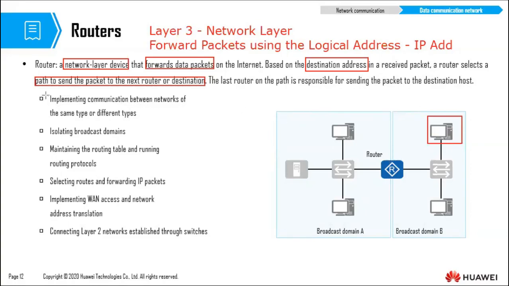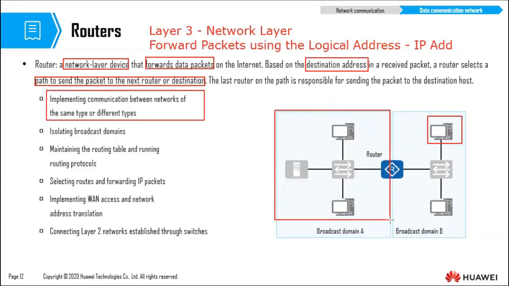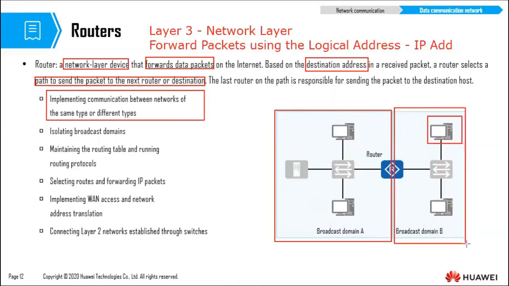So normally, the router implements the following functions. Communication between networks of the same type or different types. Are you together? So you can see here, this is one network. And this is another network. Are you getting the point? So we have one broadcast domain, A and B. It's a broadcast domain because they are connected using a switch. If this one sends a broadcast packet, it's going to be sent to everyone else connected here.